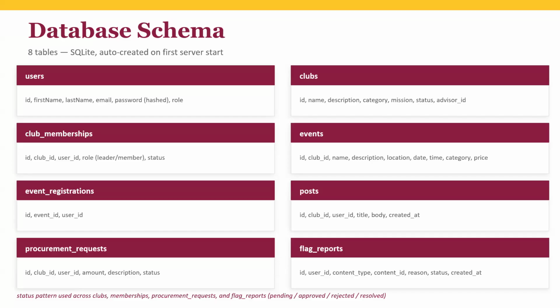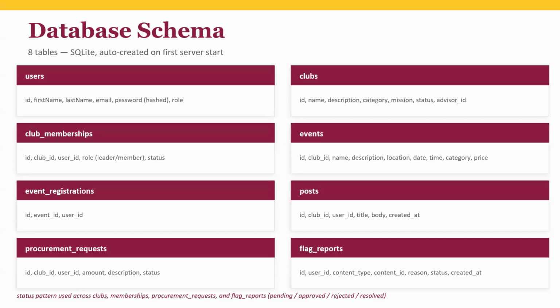We also have event registrations to display to users how many people have signed up for events and who did. Then we have posts that club leaders are able to make on their club pages. Users are able to see who made the post, what's in it, and the time it was created. And then we also have procurement requests. This is how people would ask for a new club to be created, and that has to be approved or rejected by the club admin or the admin of the website.